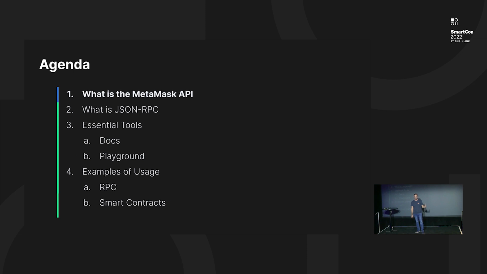So we're going to talk a little bit about, again, what is the MetaMask API? What's JSON-RPC? Even as a new developer in Web3, I was wondering what JSON-RPC is, because I'd worked with other APIs in the past. It uses JSON, so I was very familiar with that. Essential tools, we'll talk about the docs and the playground. The playground's very cool. Even if you're not a developer, you can go on to the MetaMask API playground and test out the various methods that we make available through the MetaMask API. And we'll give some examples of usage, RPC, and even have a few smart contract examples towards the end.